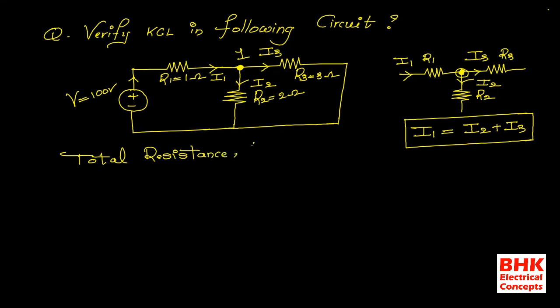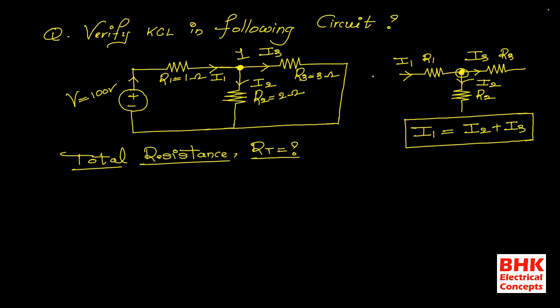So total resistance, that is RT. First we need to find the value of total resistance in the given circuit. And we know that whenever the source is present on the left side, we always start finding the resistance from the right side. If the source is present on the left side of a circuit, if you want to find the total resistance in that particular circuit, you always start reducing or calculating the total resistance from the right side. So in this problem, V is equal to 100 volts is present on the left side, so we need to start calculating the total resistance from the right side.